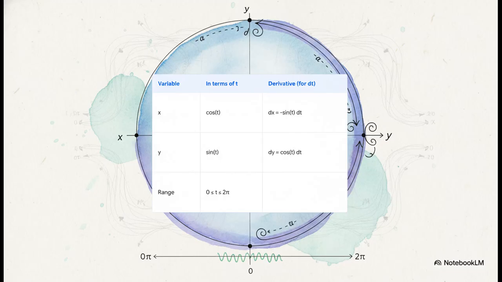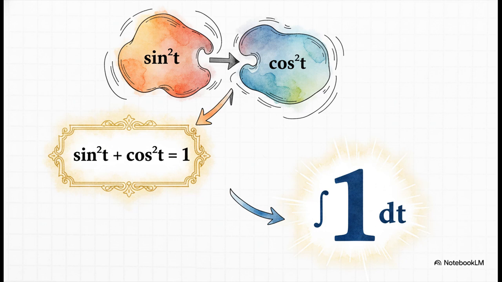Step 1, as always, is to parameterize. And for the unit circle, this is the classic parameterization you'll want to remember. x is cosine of t, and y is sine of t. The derivatives are pretty straightforward. dx is negative sine of t dt, and dy is cosine of t dt. And to go around the whole circle one time, t needs to go from 0 all the way to 2 pi. And this is where the magic happens.